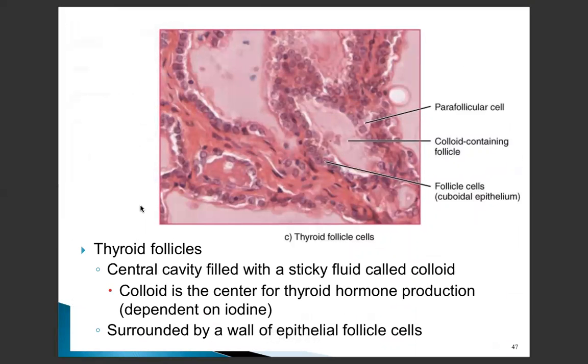So here we're talking about the thyroid follicles, with a central cavity filled with sticky fluid called colloid. Colloid is the center for thyroid hormone production. It is also dependent on iodine, and is surrounded by a wall of epithelial follicle cells.